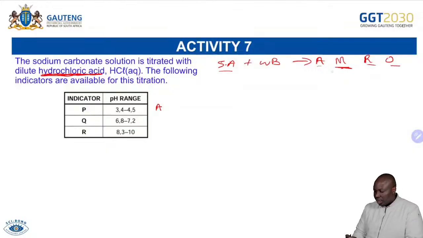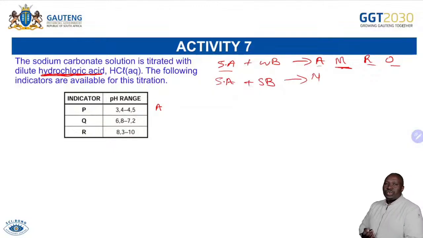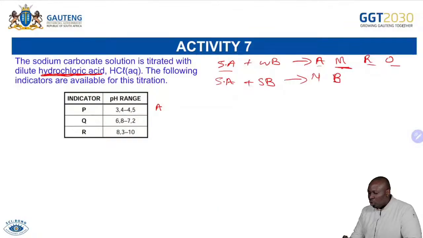From red to orange. And then on the second one, where we have a strong acid and a strong base, they are all strong. We know we are going to have a neutral solution. Our solution will be neutral, and the pH will be around 7. And we are saying we use bromothymol blue. Remember, strong acid, strong base, we use bromothymol blue, and the color change is from yellow to blue.